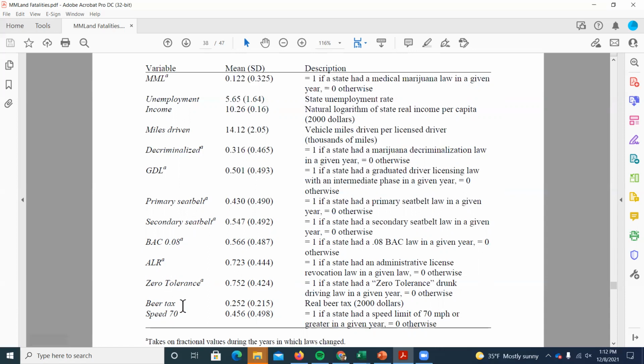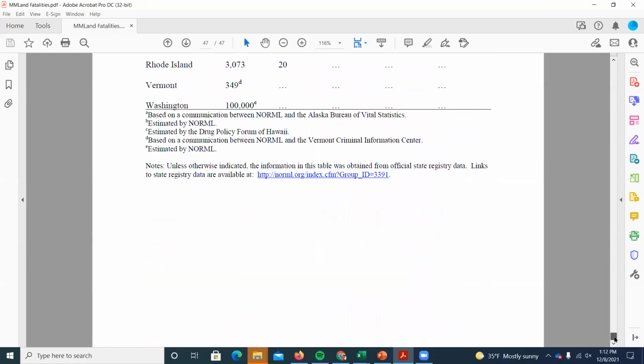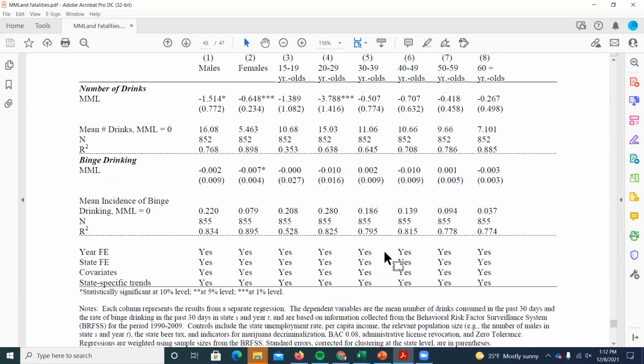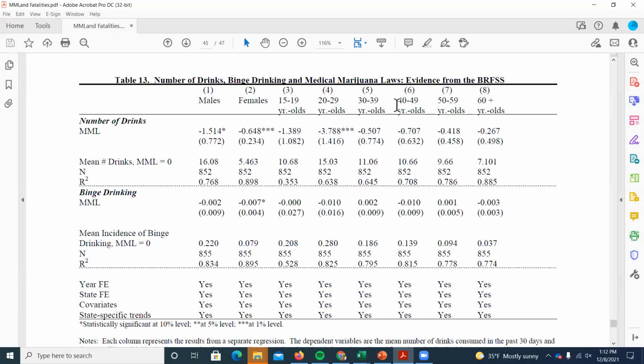They have zero tolerance laws. What was the beer tax, right? In that level, because that would change the price of the substitute good. And then what was the maximum speed limit that the state had in that year? So they tried to include all these other controls. And what they found was, for these different groups, right? For males, the number of drinks after these medical marijuana laws decreased. So did females. So the interpretation would be going from not having medical marijuana legalized to legalizing it decreases the predicted number of drinks that a male would have by about 1.5 on average, and for females about 0.6.